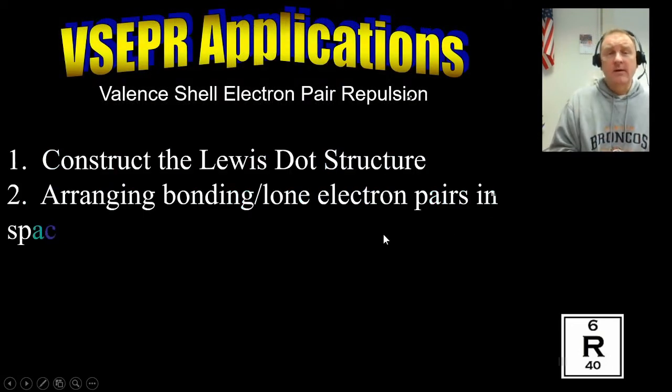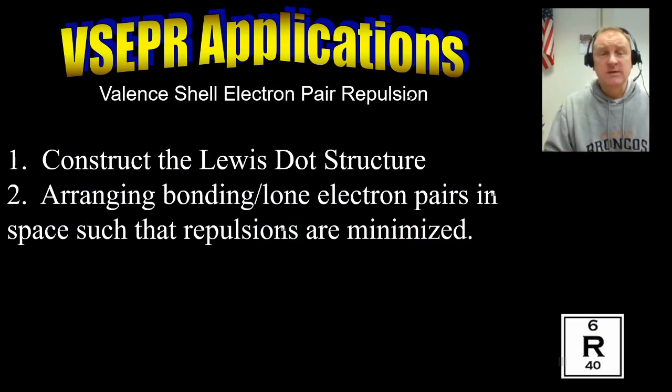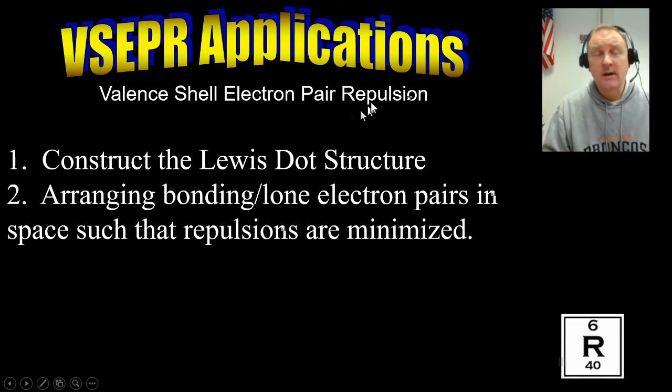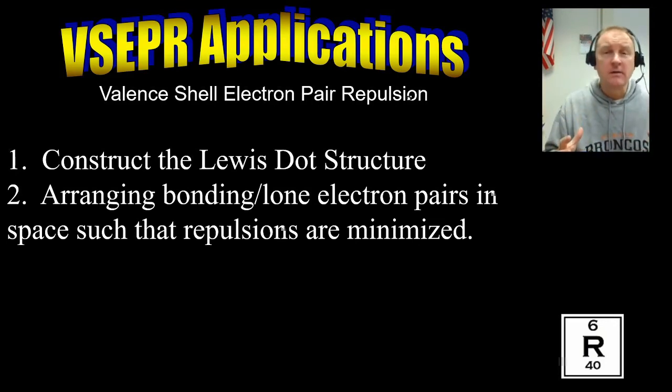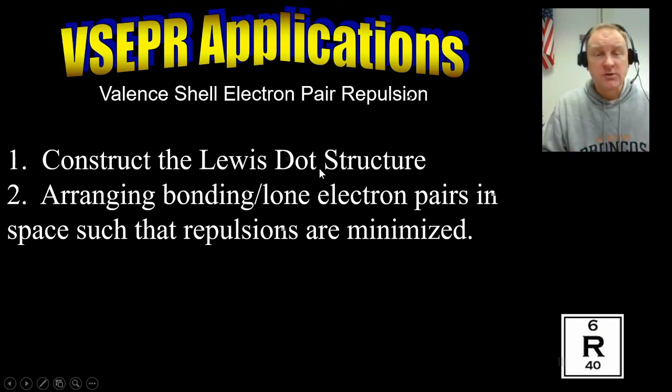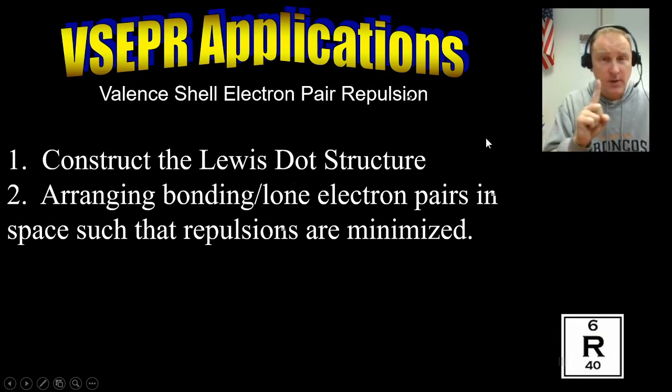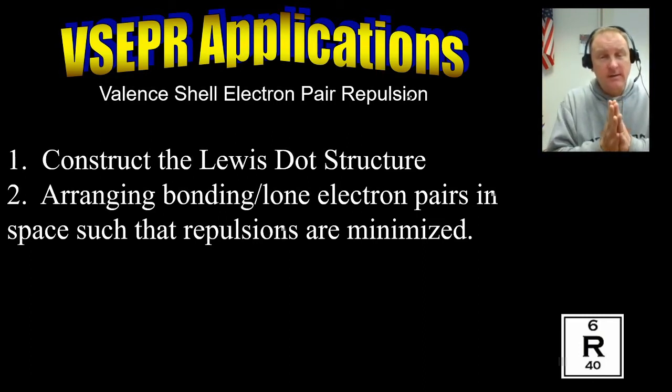The last thing we're going to talk about is VSEPR applications. This is valence shell electron pair repulsion. And basically it's the three-dimensional model of molecules using the Lewis dot structure, covalently bonded molecules. So first thing we do is we construct the Lewis structure, which we did in part 1 of this lesson, and then we arrange the bonding and lone pair electrons in space such that it minimizes the repulsion.